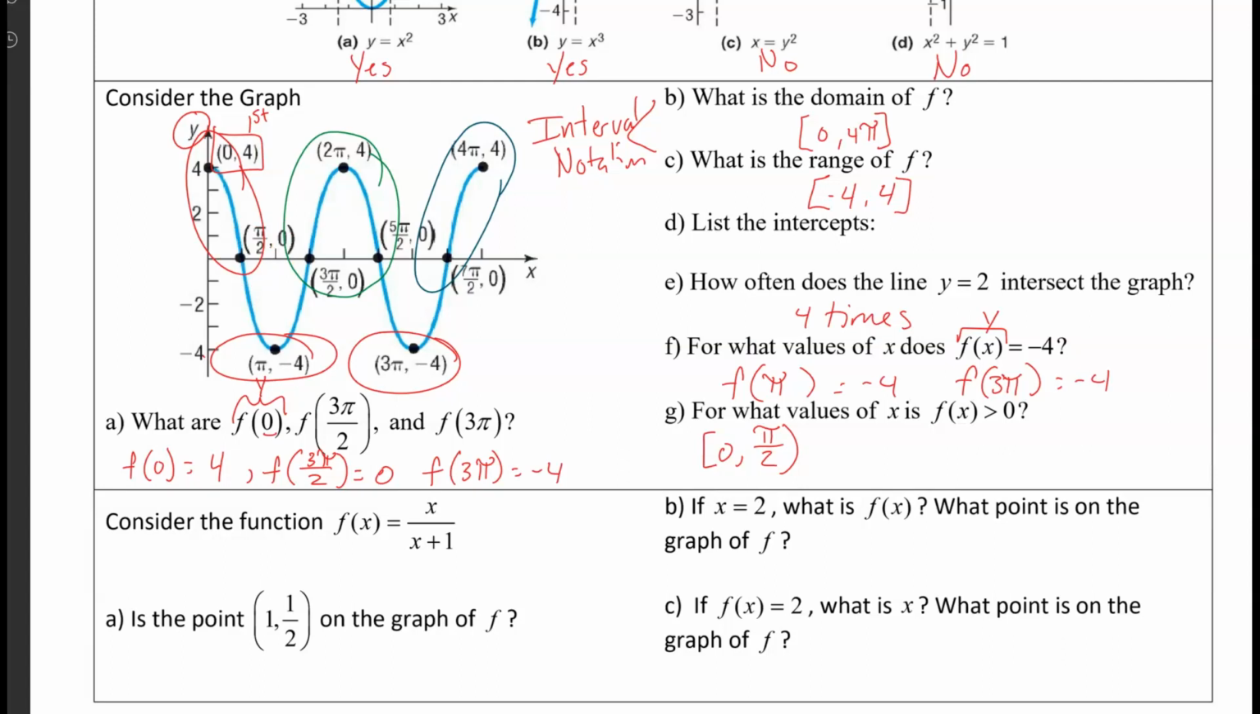Okay. Also, does anyone know what symbol we put if there are multiple intervals? Yes, union, U. So I'm going to put a U. U for union. And then does someone want to give me the interval notation for that second interval? Second section.